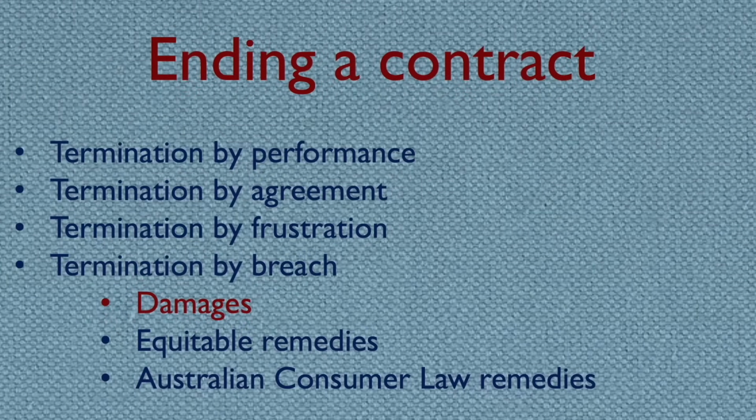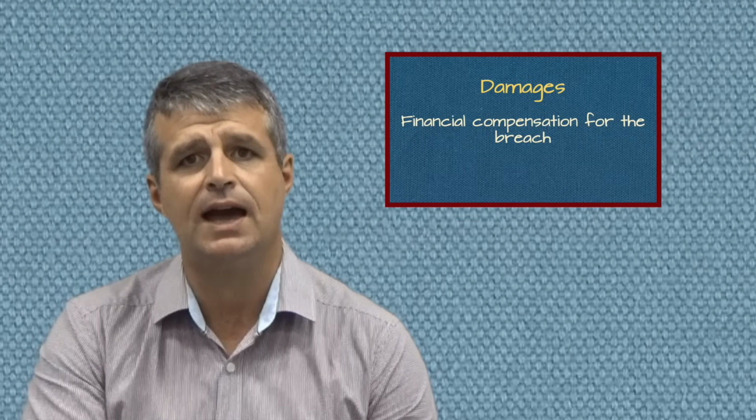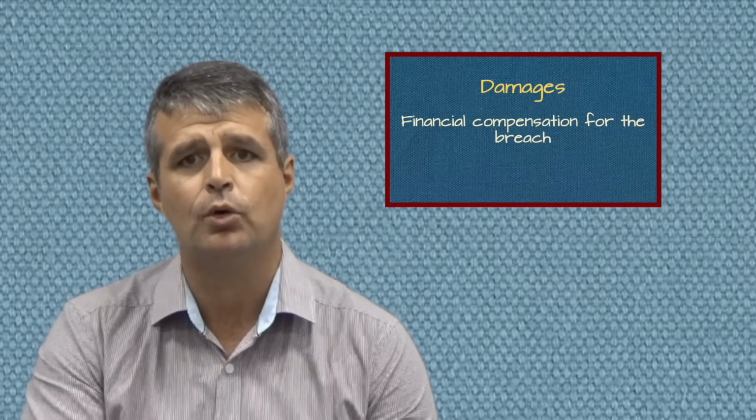Okay, so we've got a breach. What sort of remedies can we get as a result of the breach? During this video, you've heard me talk from time to time about damages. And damages are the primary form of remedy under the common law. Damages are essentially the payment of money which seeks to compensate the other party for the harm caused by the breach.